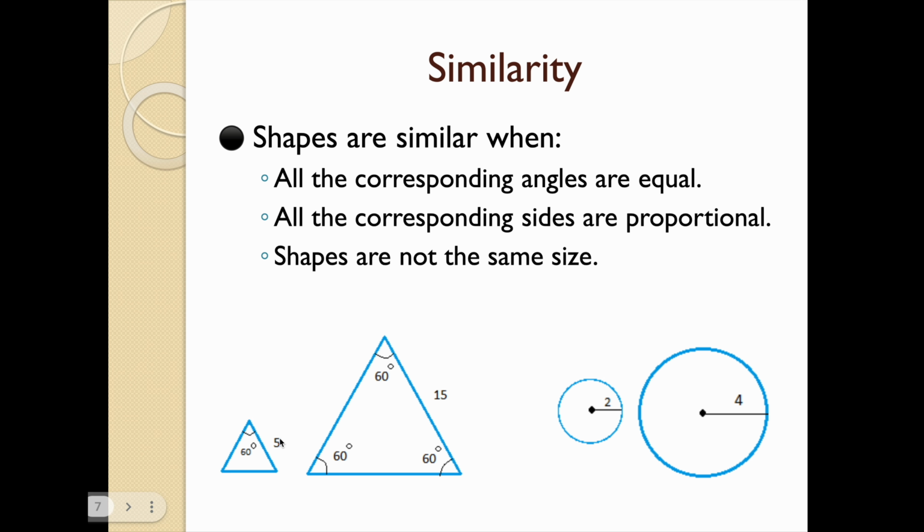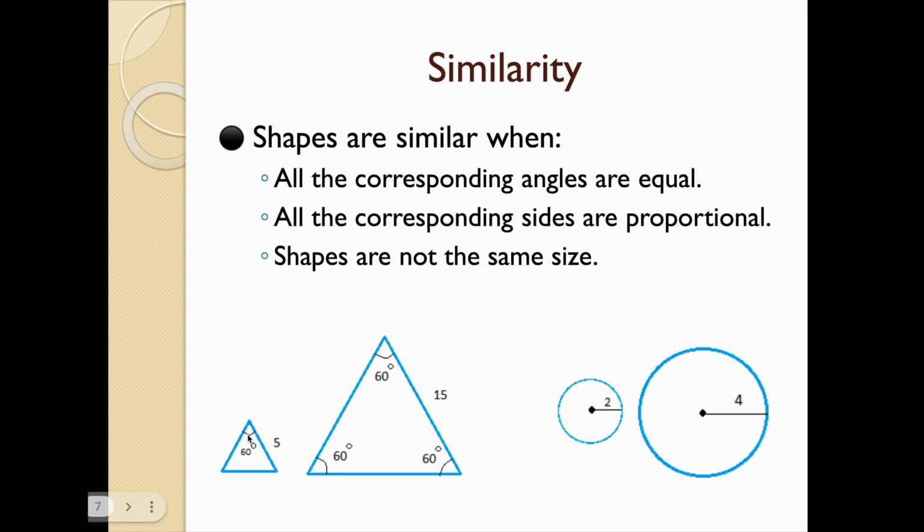Wonderful. Now, if you look at this here, this side is 5, this side is 15. So this one is 3 times bigger than this. I would expect that all these sides would be 3 times bigger. So if this is 5, this is 15. If this is 5, here's also 15. If here's 5, here's also 15, because we are multiplying them all by 3.